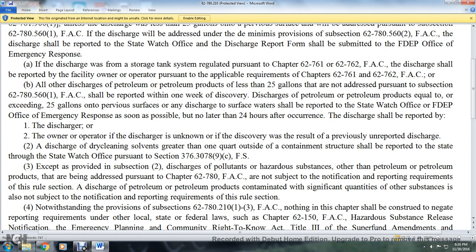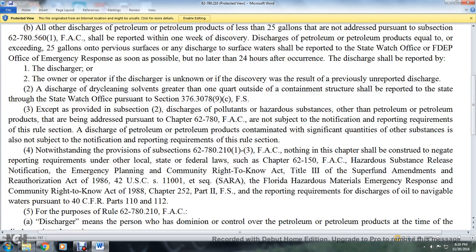Discharges of pollutants, hazardous substances, or other petroleum products that are being addressed within chapter 62-780 of the Florida Administrative Code are not subject to the notification reporting requirements of this rule section. The discharge of petroleum products contaminated with significant quantities of other substances is also not subject to the notification reporting requirements of this rule section.